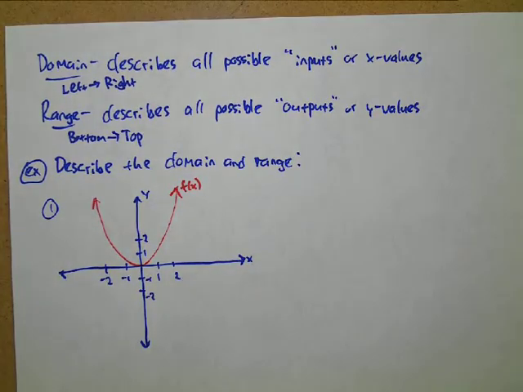So when we go to describe the domain, we want to describe from left to right. When we go to describe the range, it's going to be bottom to the top. Okay. So let's talk about the domain of this function. What's the farthest left this function goes?